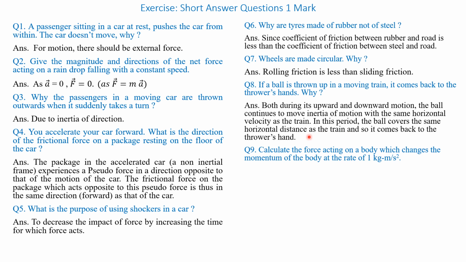Question 9: Calculate the force acting on a body which changes the momentum of the body at the rate of 1 kg meter per second square. Answer: as F is equal to the rate of change of momentum, that is dp by dt, F is equal to 1 kg meters per second square.